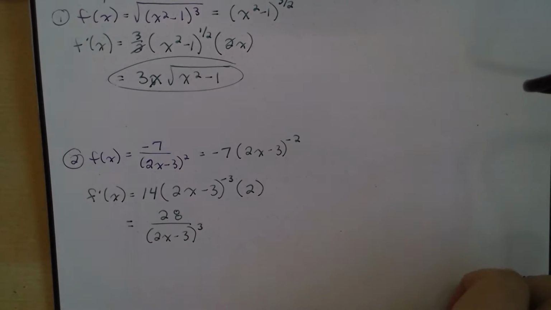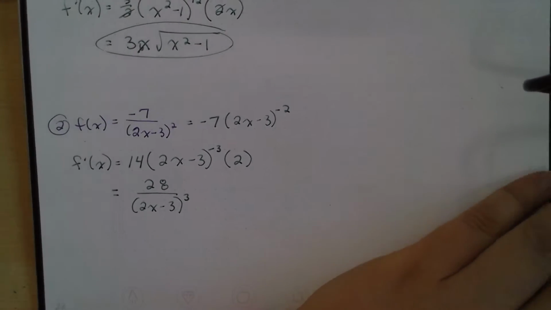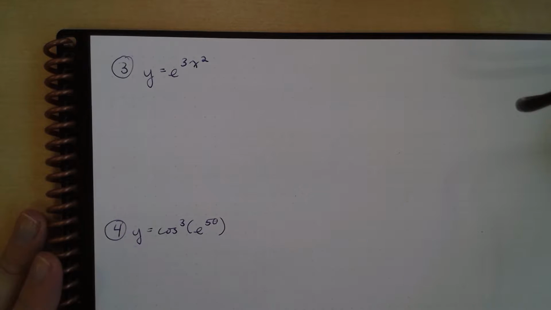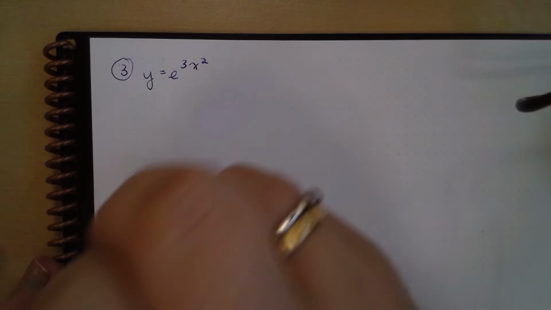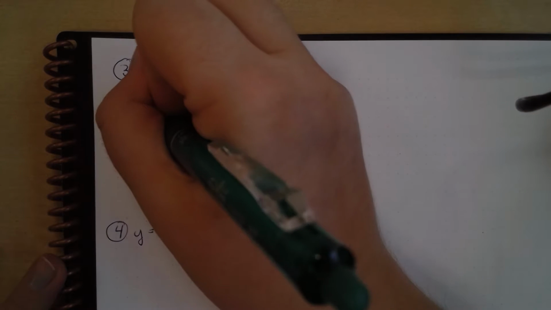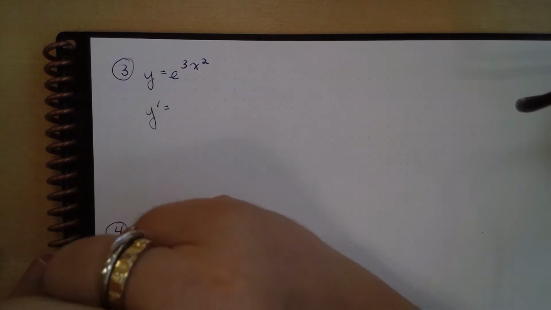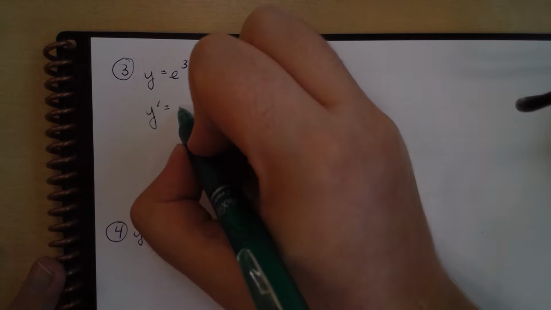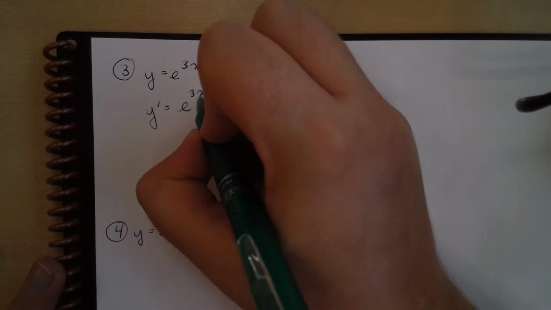All right, let's do about 4 more examples, and hopefully you'll get the hang of this. So now we have y equals e to the 3x squared power. Okay, this one is not too bad. It looks really complicated, but I think it'll go pretty well. So y prime is equal to, we know that the derivative of e is just the exact same thing. So it's going to be e to the 3x squared power.